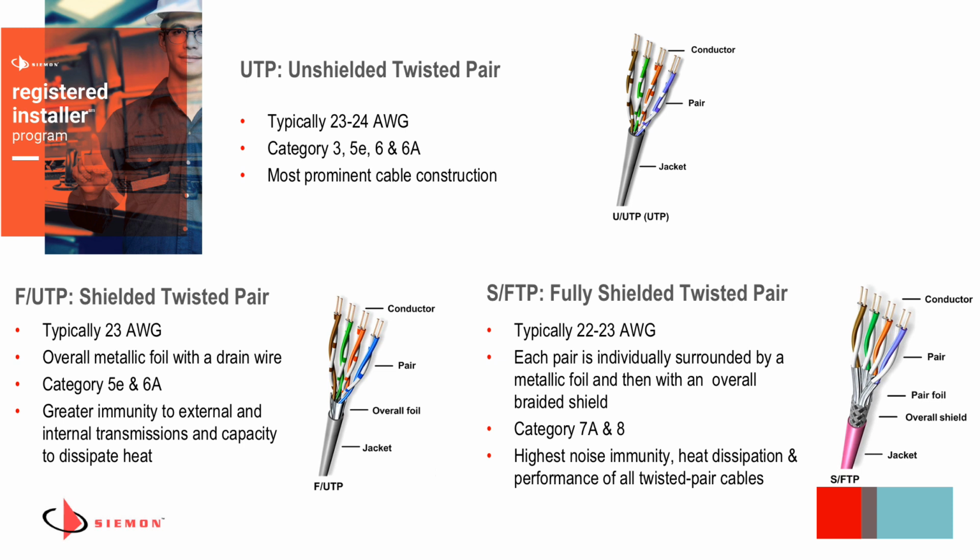And of all the cables, it provides the greatest immunity from noise. It has the greatest capability for heat dissipation and overall highest performance for all of the twisted pair cables that we've shown here, UTP or F/UTP.